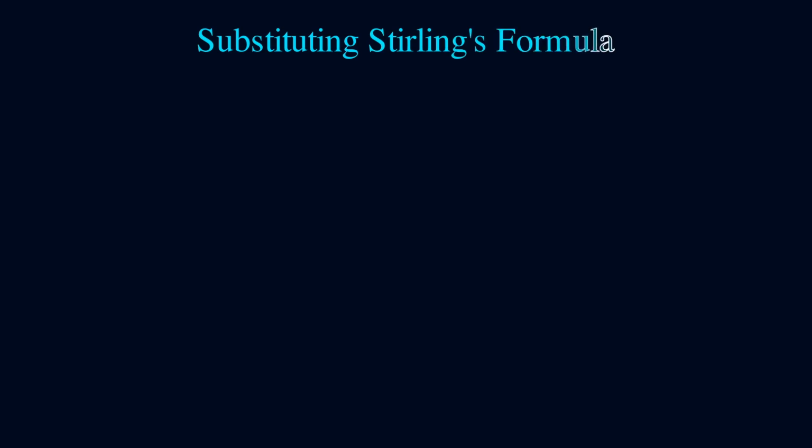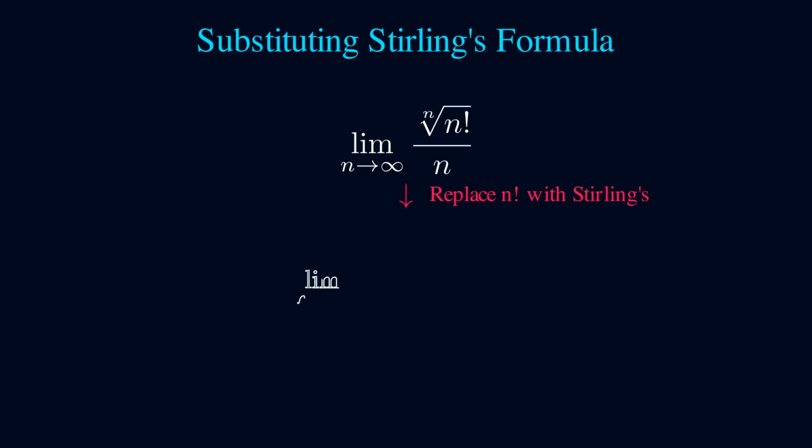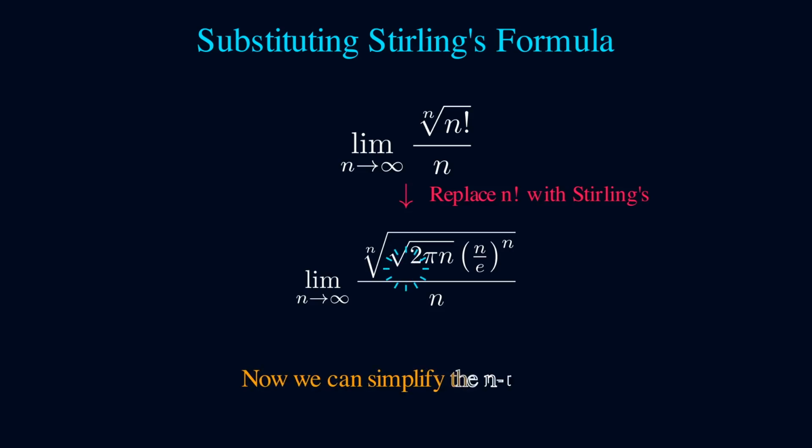Now we apply Stirling's formula to our limit. We replace n factorial with its approximation, square root of 2 pi n, times n over e to the nth power. Then we take the nth root of this entire expression and divide by n. This substitution transforms our complex limit into something more manageable.